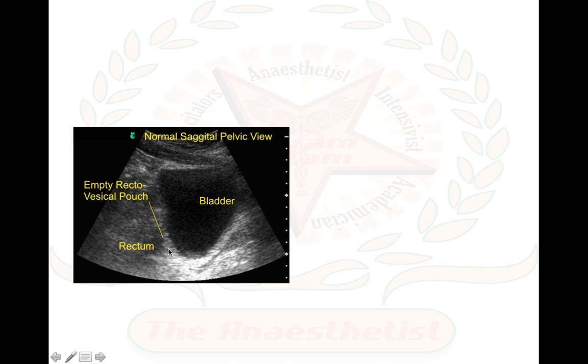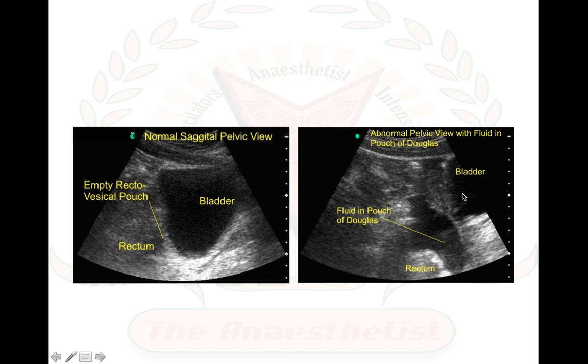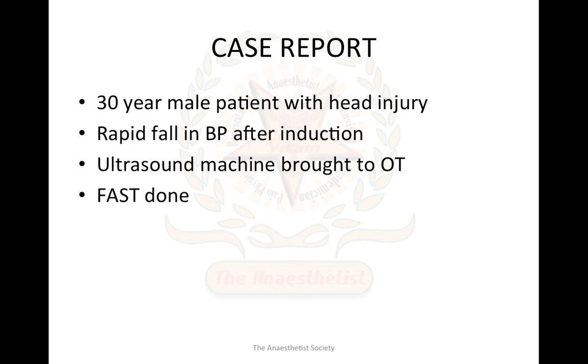Here you can see this is the rectovesical pouch, this is the rectum, this is the bladder, and there is no free fluid. But here you can see this is the bladder and there is a lot of fluid between the rectum and the bladder. So this is positive FAST. So these are the four views that are important to find any fluid in the peritoneal cavity.